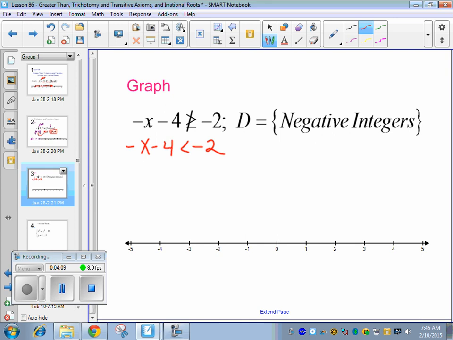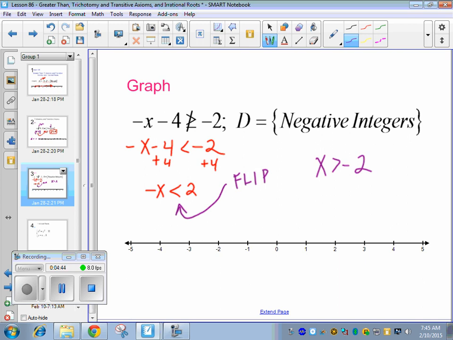Now we have to solve. What's the first thing we do to solve? You have to add 4 first to both sides, right? So I'm going to add 4 to both sides. So I have -x is less than 2. Okay, and again, we're dividing by a negative. You're going to do this a lot. You will see this probably on the ACT. So it's really important to remember that when you divide by a negative, you flip the inequality sign. So x is greater than -2.